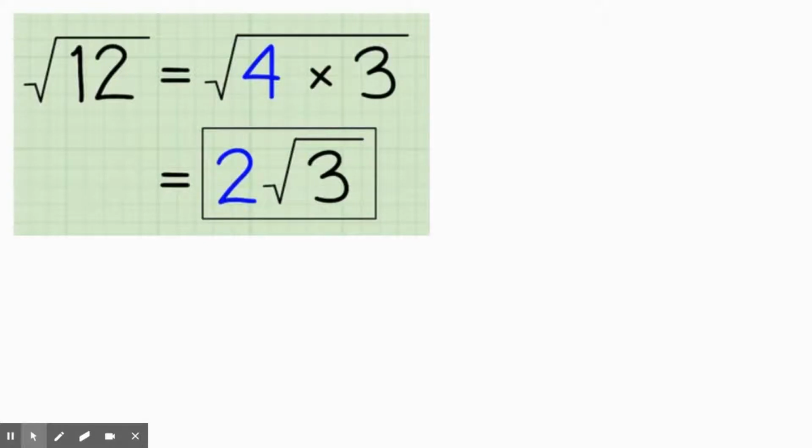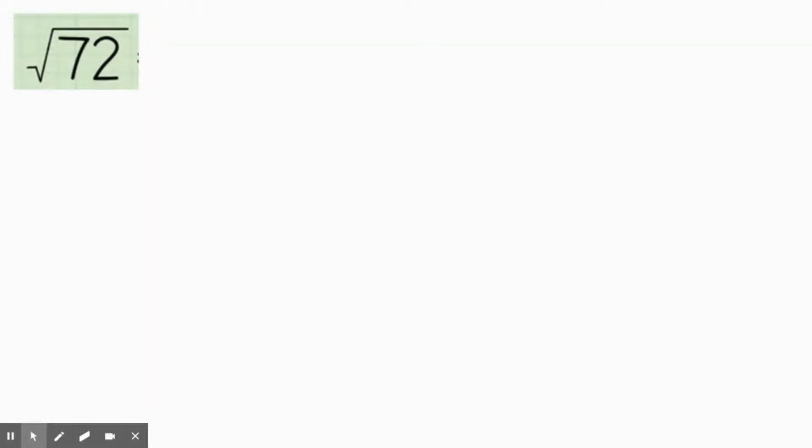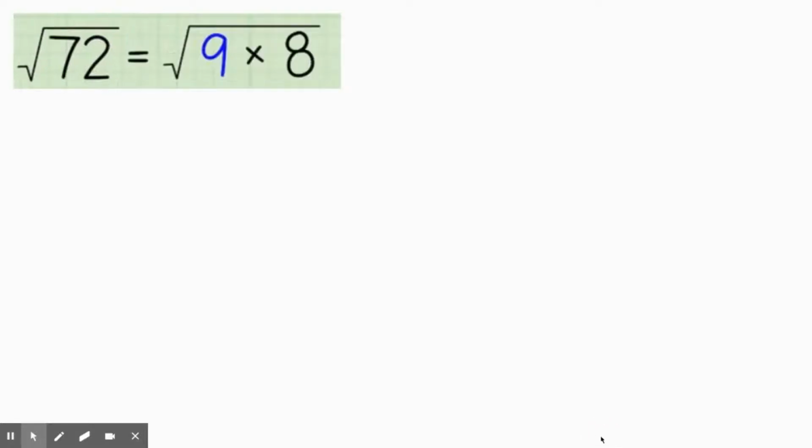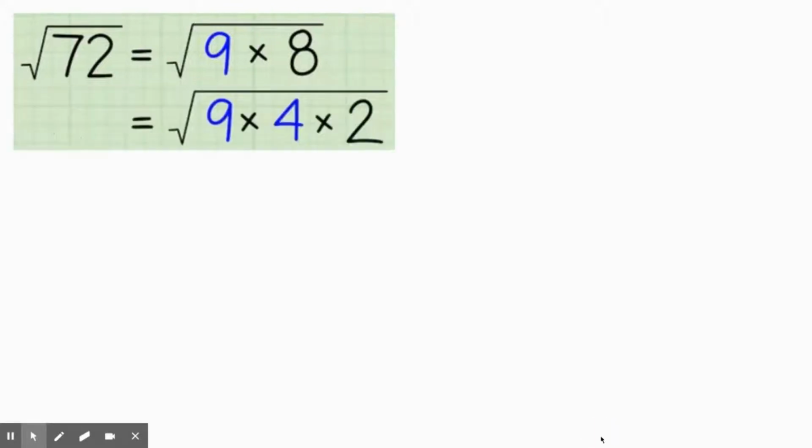Let's try another one. What's the square root of 72? Well, let's start thinking about all the factors of 72. Perhaps the first thing that came to your mind was 9 times 8. And 9 is indeed a perfect square. We can take the square root of 9, and we would have 3 radical 8. However, doesn't 8 also have a perfect square inside of it? The answer is yes. 8 is really 4 times 2.